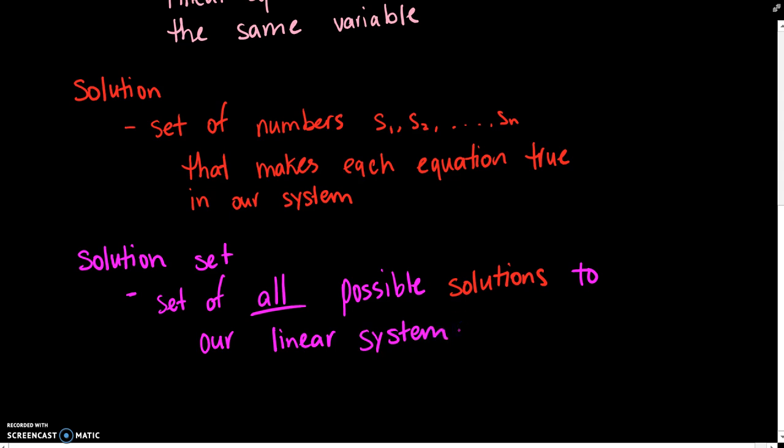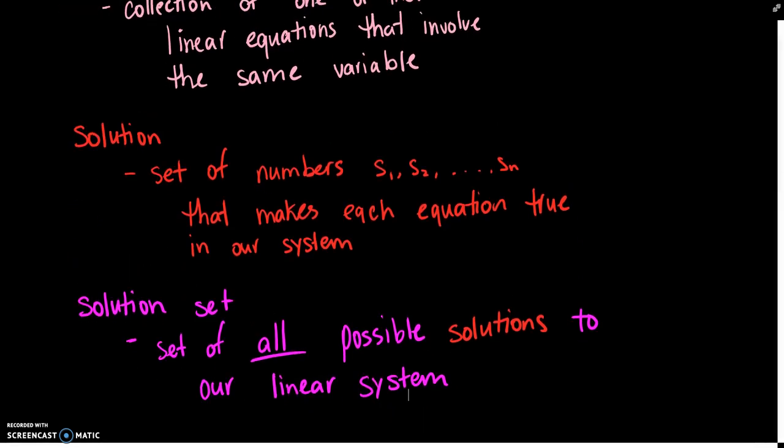So a solution is one singular set of numbers, and the solution set is the entire set of each single set of solution numbers. So just keep that in mind. They're very related, very intertwined. For now, I think that's all that we need to do with basic vocab. In the next video, we'll start to break down some examples and look at some very basic systems.